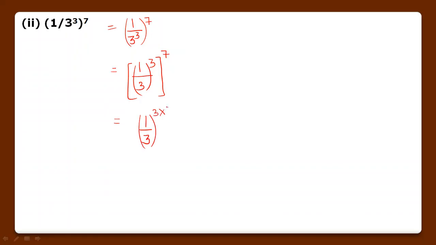Next is 1 upon 3 raised to the power 3, and whole raised to the power 7. We can write it like this. 3 cube is equal to 27, or we can do like this: 1 upon 3 whole raised to the power 3 and whole raised to the power 7, because 1 cube is equal to 1 and 3 cube we have expanded like this. We'll apply the same identity, 3 into 7. What we'll get here? 1 upon 3 raised to the power 21. We can apply the inverse law also, like 3 raised to the power minus 21, which we have studied, is the answer.